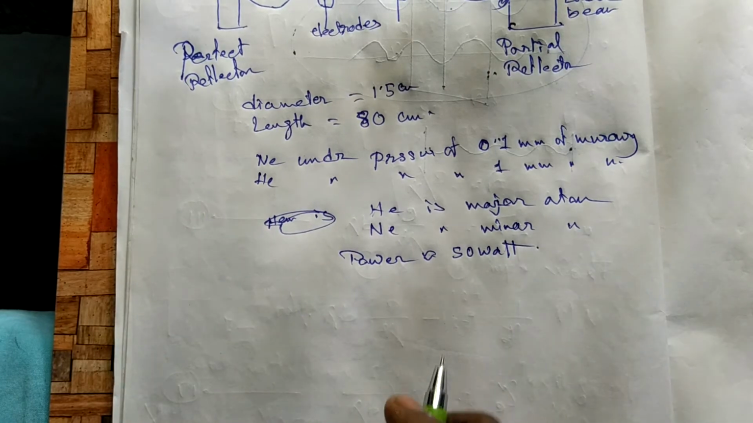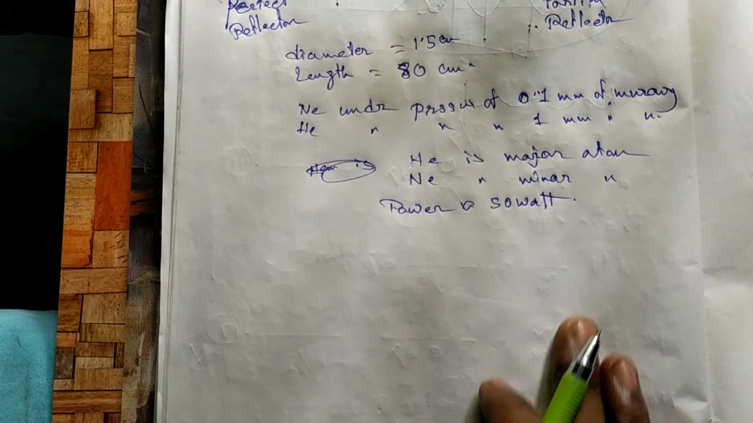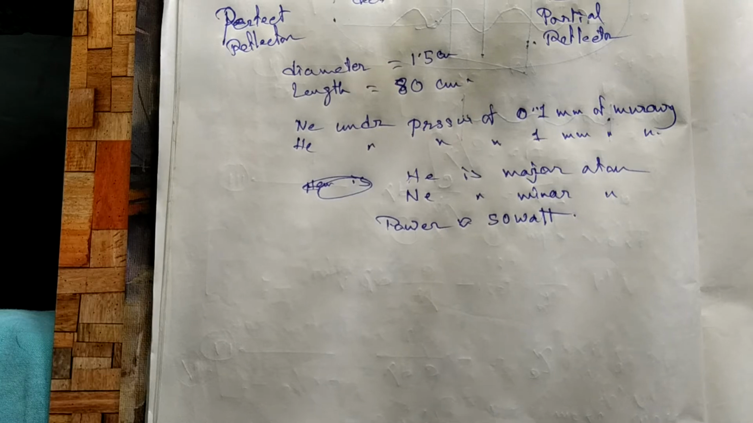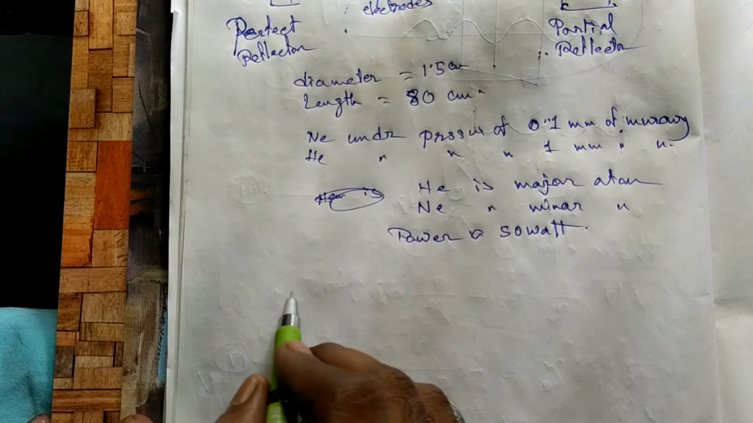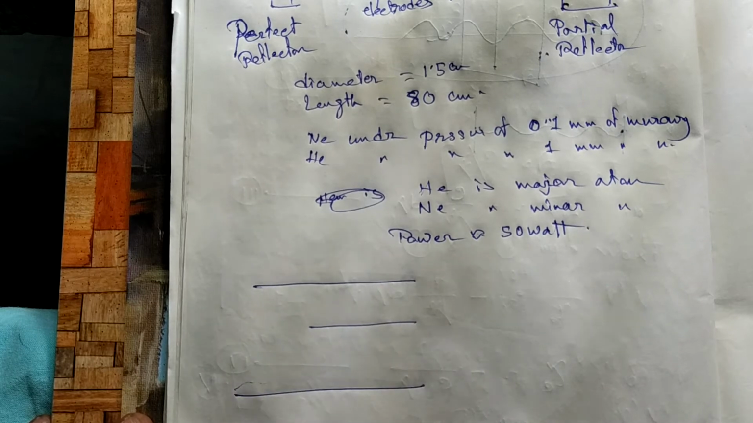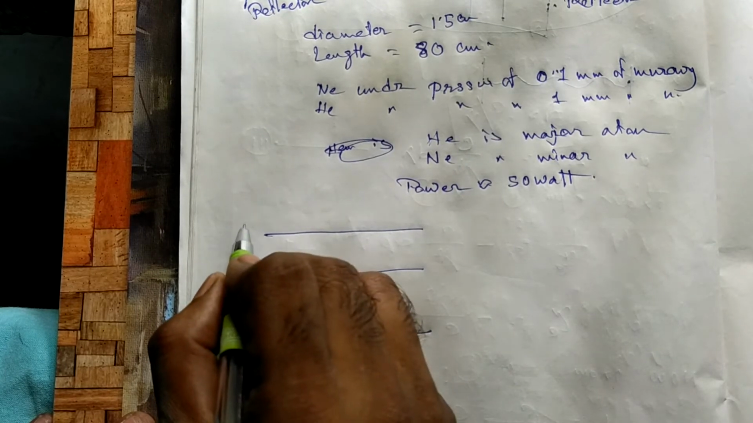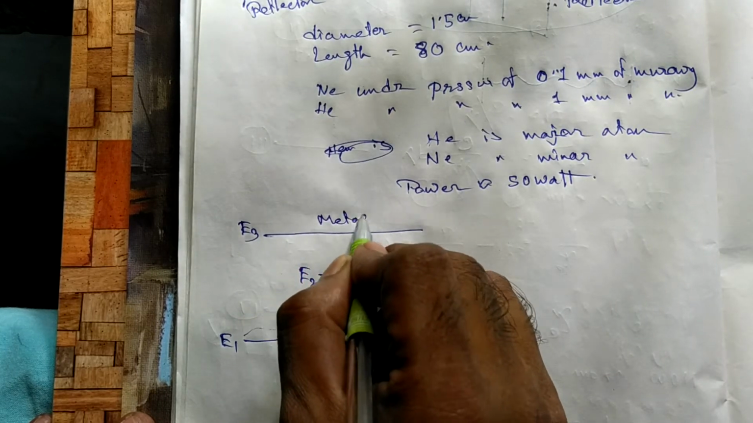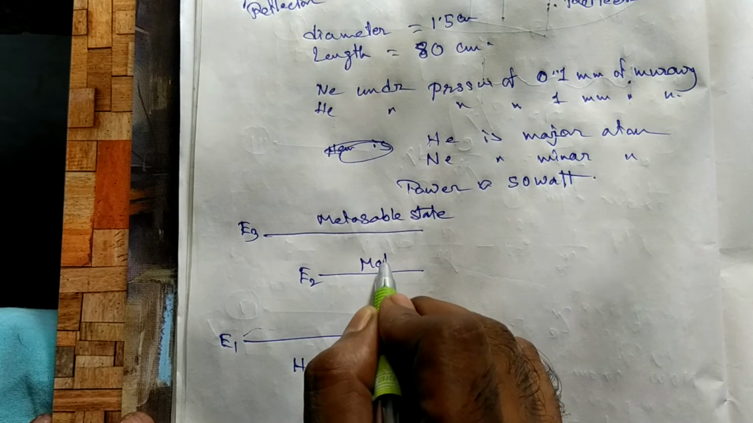Now how does it work? When we connect the two electrodes with a voltage connection, due to this voltage the helium atoms jump to the E3 and E2 metastable states. It is also another metastable state.